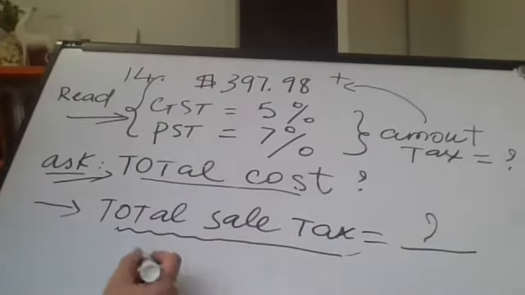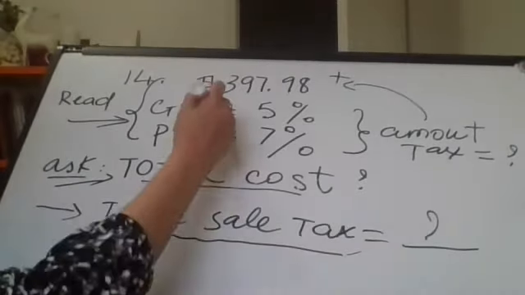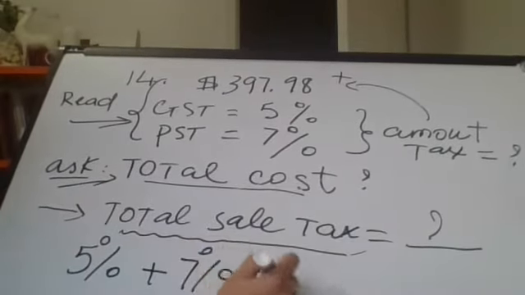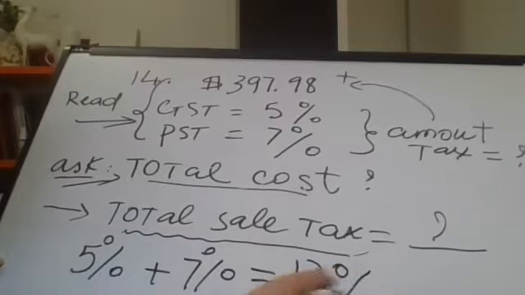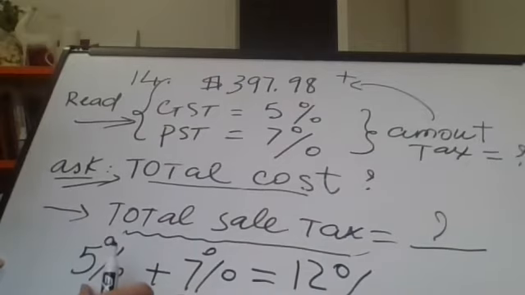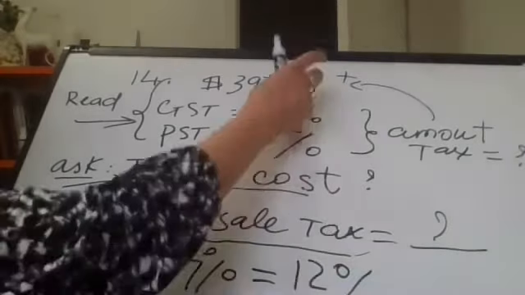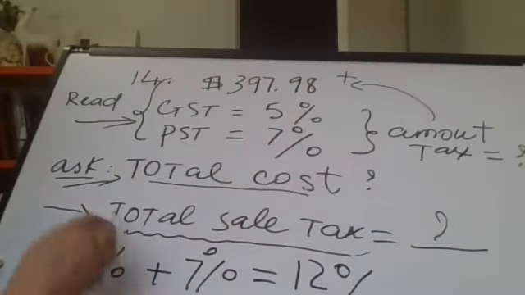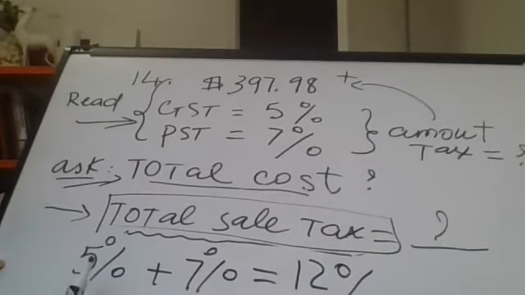But if they don't ask you for total cost, they just ask you to find total sales tax, then all you do is add these two together, 5% adding with 7%. The total tax you have to pay to the government is treated as a whole thing instead of doing separate ones one by one. There are so many steps. All you do is add both of them together. You get 12%. Find out how much is 12% of this amount by multiplying 12% with it, and you get the answer.